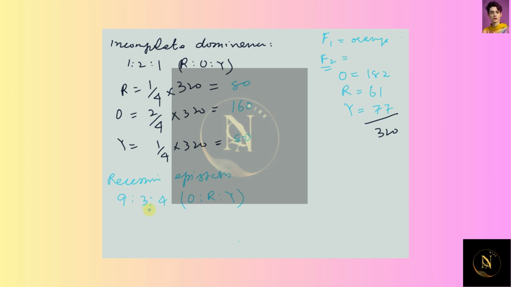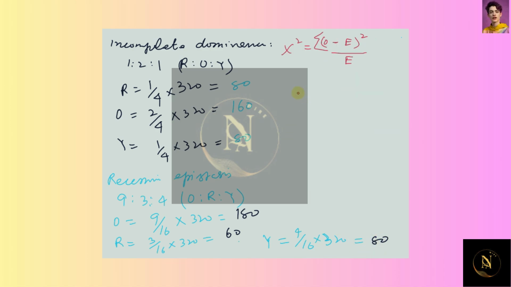So likewise for the recessive epistasis, 9:3:4 for orange, red, and yellow. So orange will be 9 upon 16 times 320. So in this case, the orange ones will be 180, red ones will be 60, and yellow ones will be 80. Now, in order to compare, we use the chi-square test. We know that chi-square is given by the summation of observed minus expected, squared, upon expected.